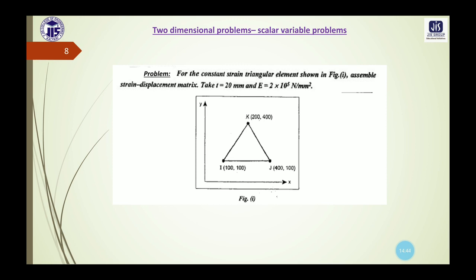Let us discuss the next numerical. Here one triangular element is given, and the coordinates of its nodes or nodal points are shown in the diagram. Now, for the constant strain triangular element, we need to assemble the strain displacement matrix. Some data are provided here. Take T equals 20 millimeter and the Young's modulus E equals 2 into 10 to the power 5 Newton per millimeter square. We need to assemble the strain displacement matrix for the CST element.